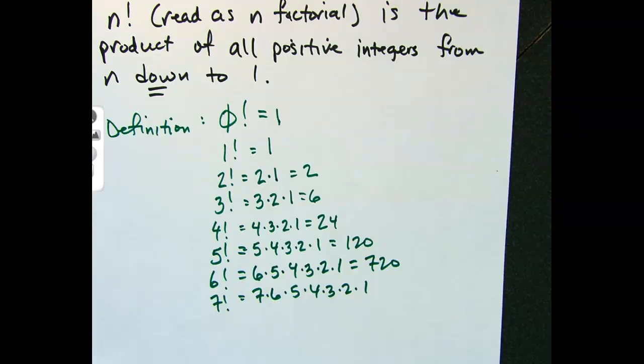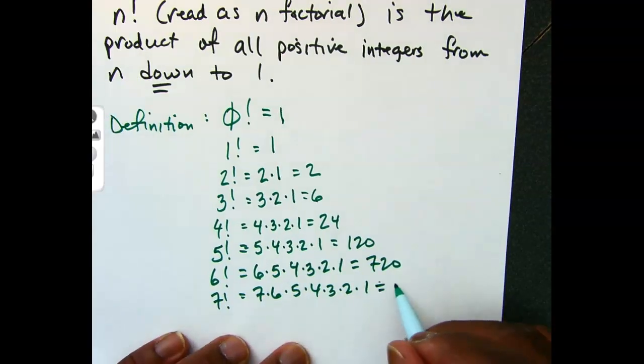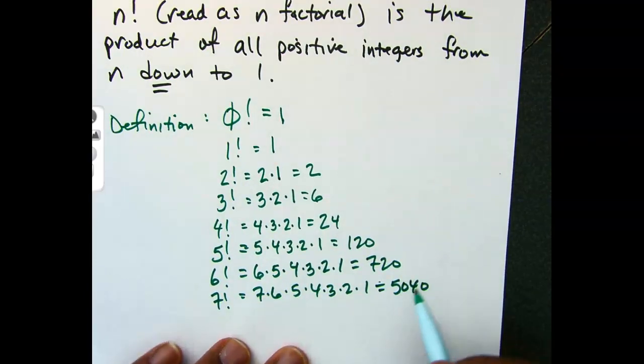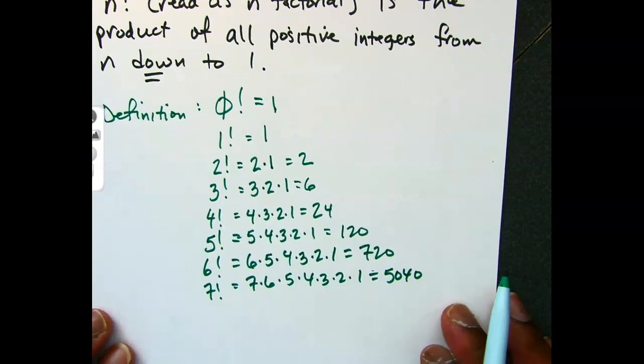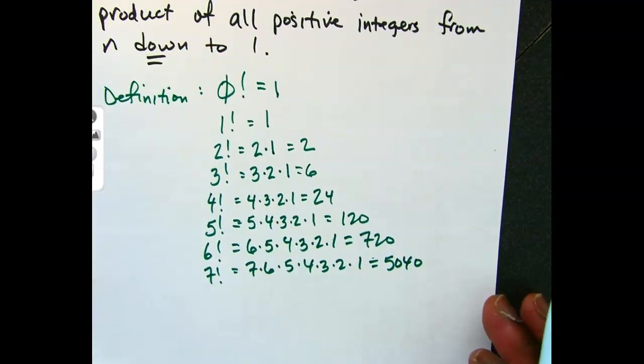7 factorial is 5,040 because it would be 720 times 7. Okay, so these numbers, they grow and they grow fast.